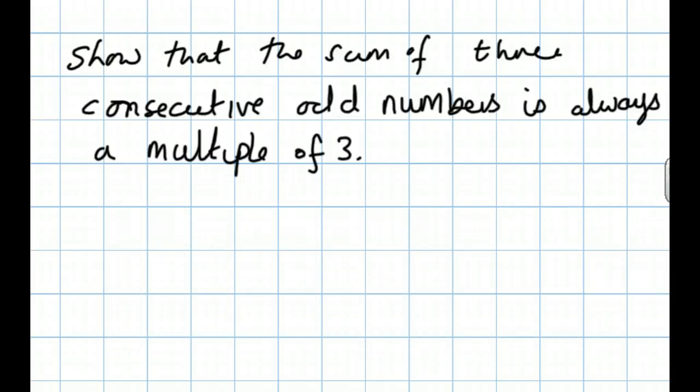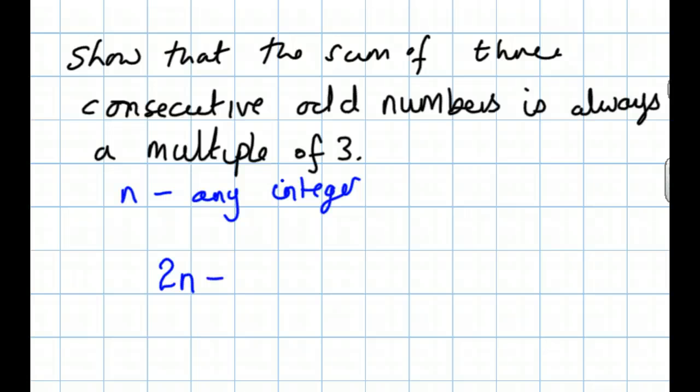And the way to do it is this. First, we define, let n be any integer. Then, in terms of n, I have my starting odd number. 2 times n must be an even number. If I take away 1, it must be odd. What's the next odd number after that? Consecutive one, it's 2n plus 1. Because remember, the odd numbers, like the even numbers, go up in 2, and then the third one would be 2n plus 3.